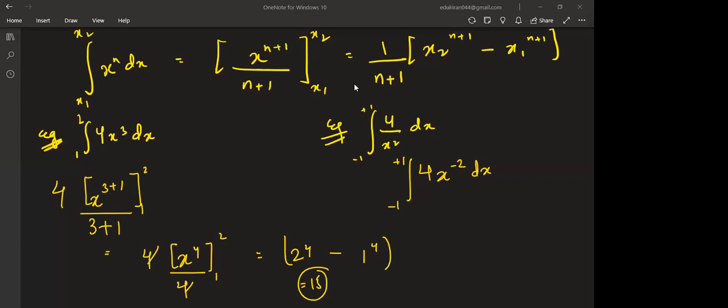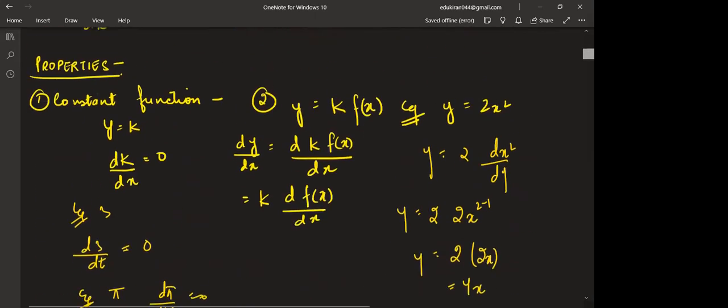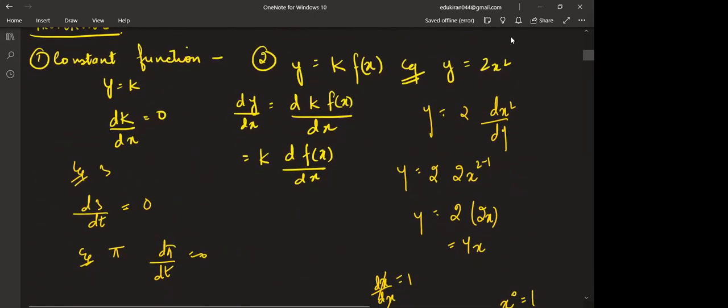Just text done once you have written till here. Which one? The differentiation part you're asking? This one, properties. Okay, noted.